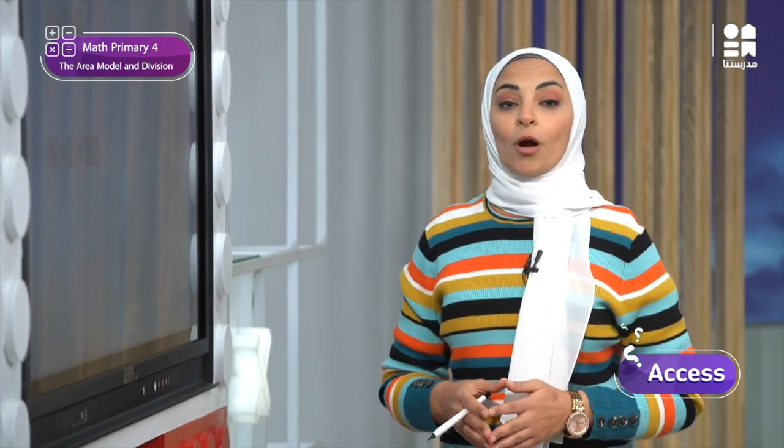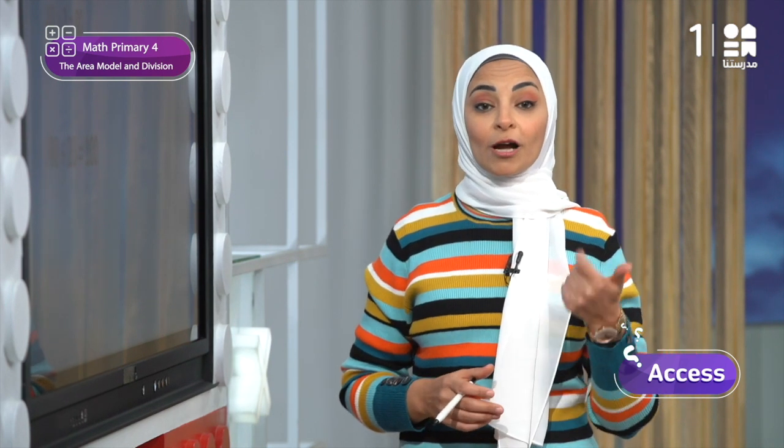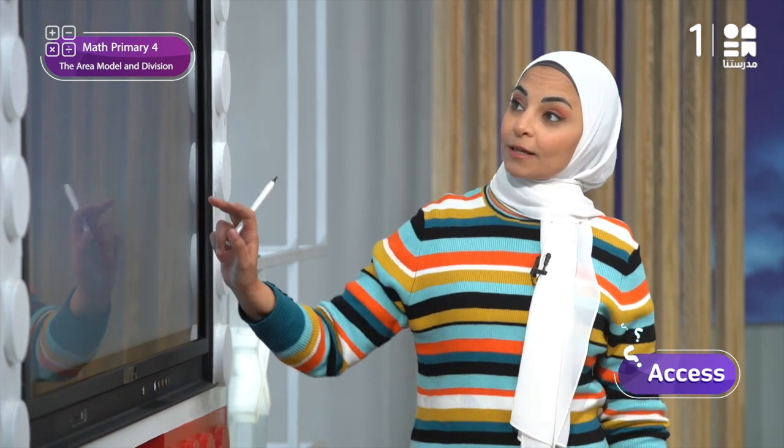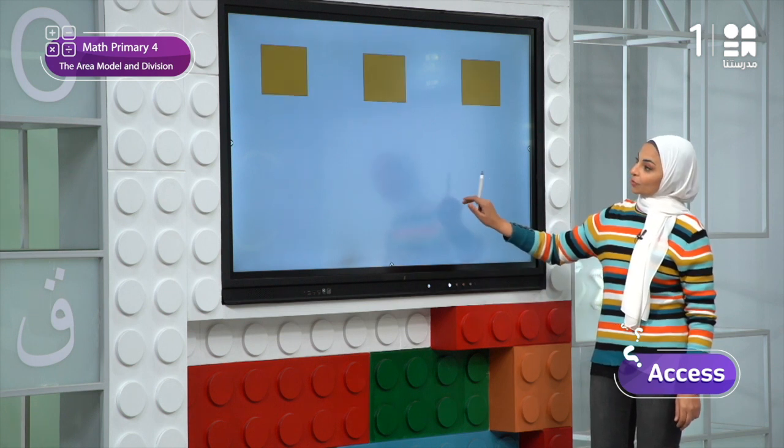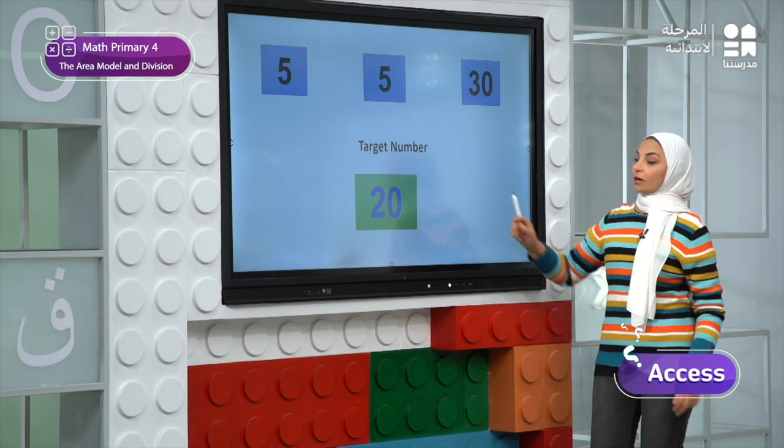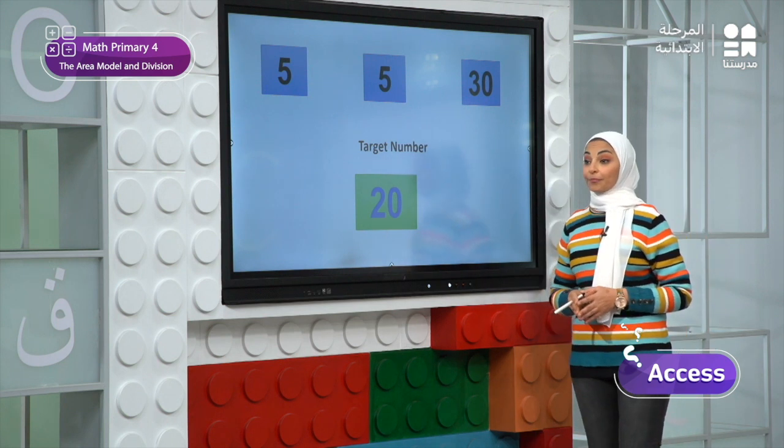Okay, what if we have the numbers 5 and 5 and 30? If you have the numbers 5 and 5 and 30 like you see here, and your target number is 20. Can you do it? Now I'll give you some time to think and then we can find out the answer all together.